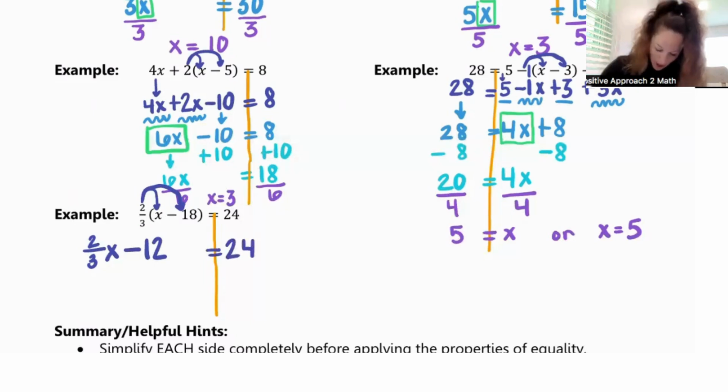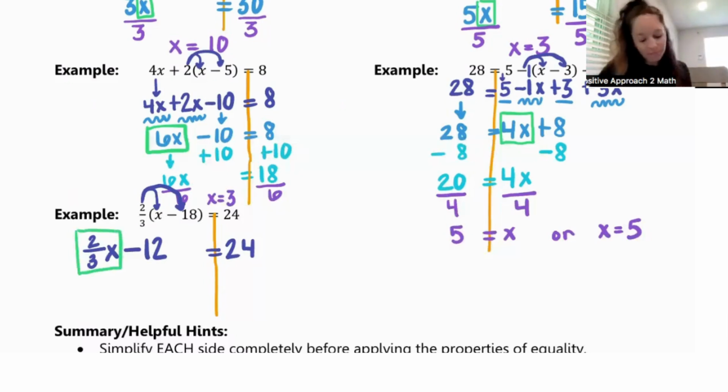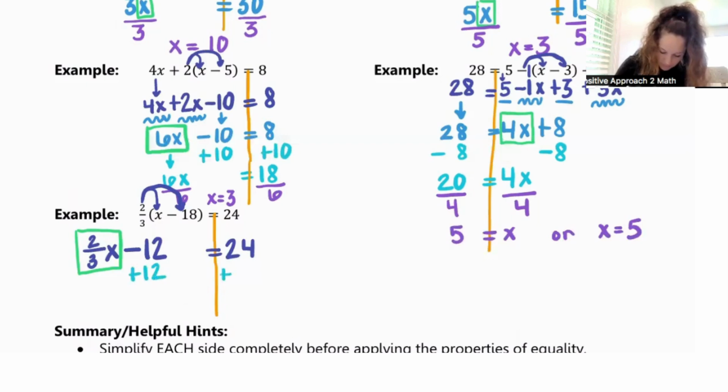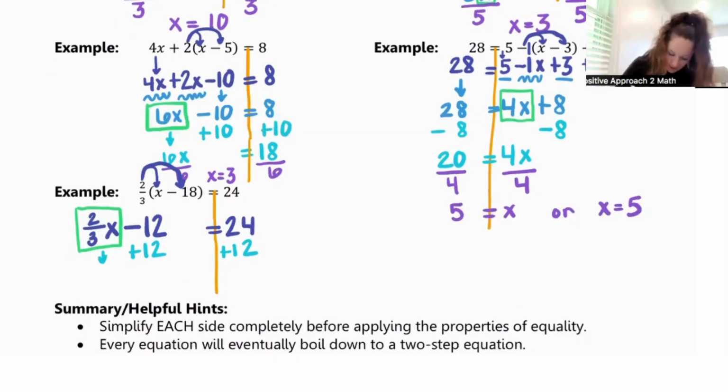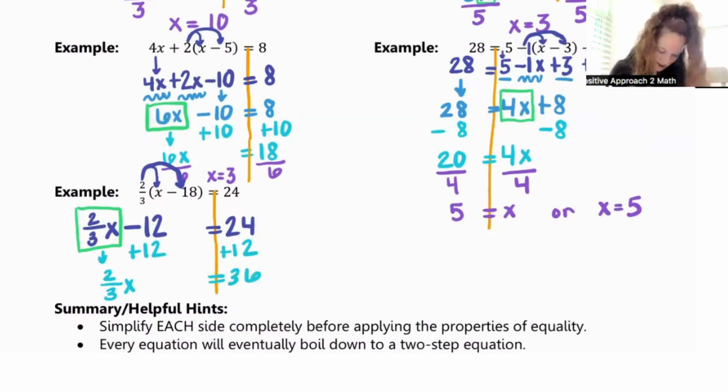Okay. We are going to put our 2/3 x in the box, okay? And now we're going to add 12 to both sides. Okay, so I'm just seeing if I have enough room here. That's going to give us 2/3 x equals 36. Okie dokie.